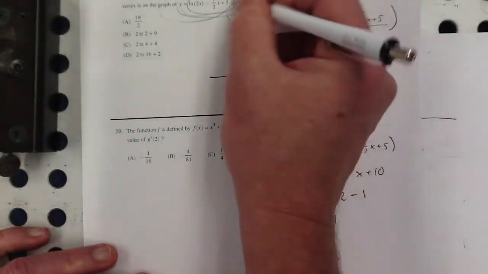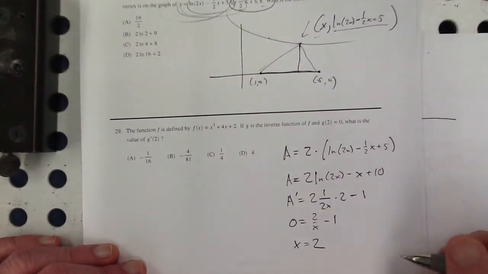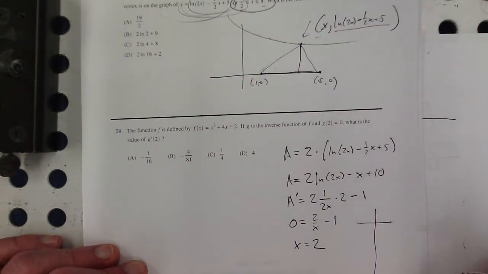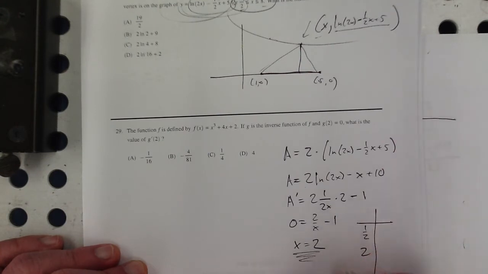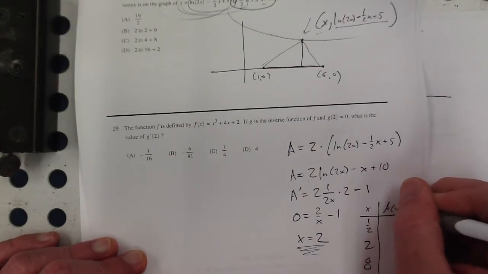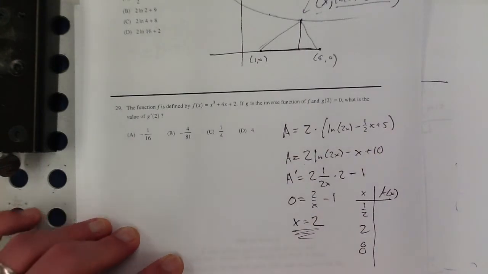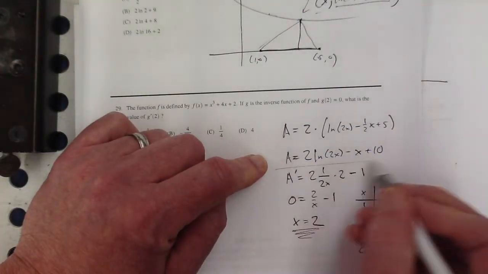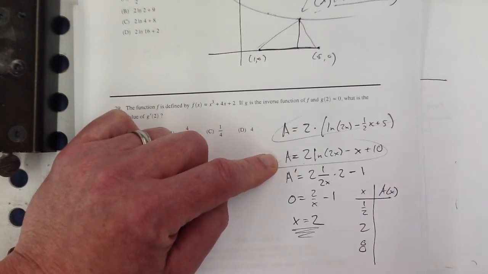But we're looking on a closed interval here, so I have to check the endpoints. My maximum area could be at 1/2, it could be at 2, and it could be at 8. Right? These are the x values. So I need to check them. What it means to check them is to plug them into the area formula that we have here. You can plug it into this or this, and see what the areas are.